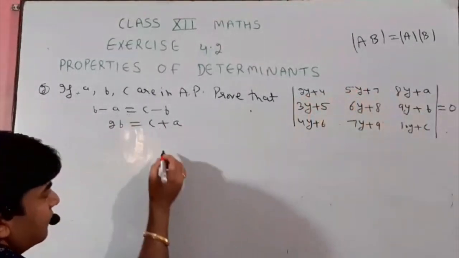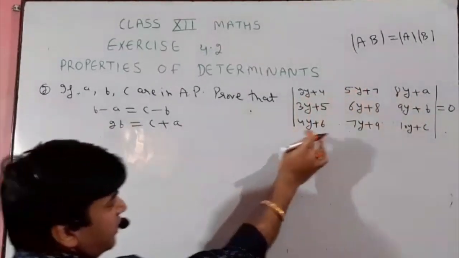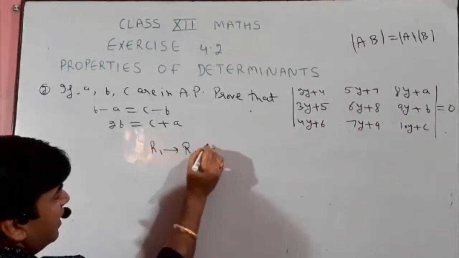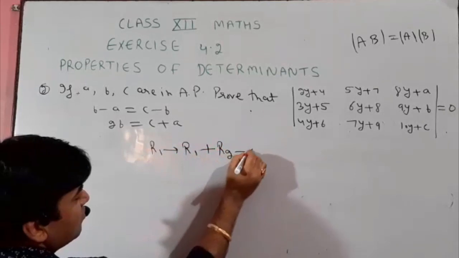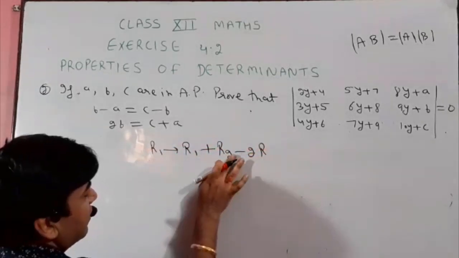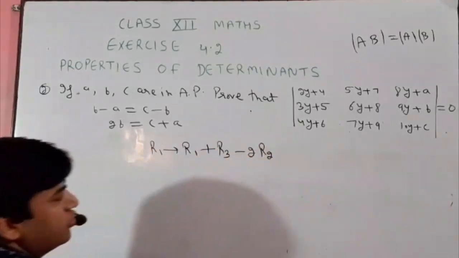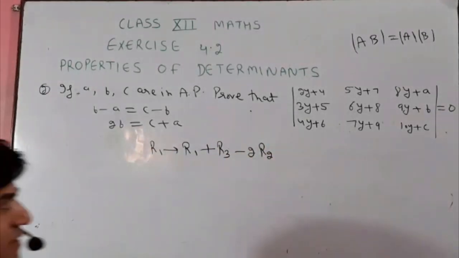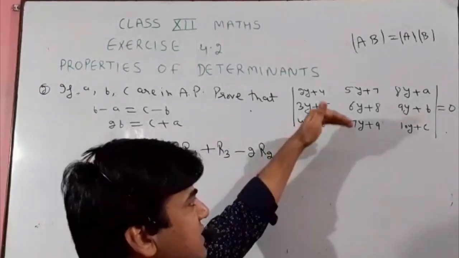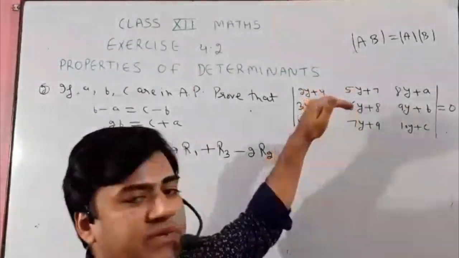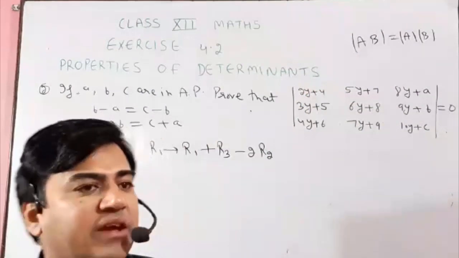I am writing. The operation is R1 changed to R1 plus R3 minus 2 times R2. That is, add first and third row, then subtract 2 times of second row.